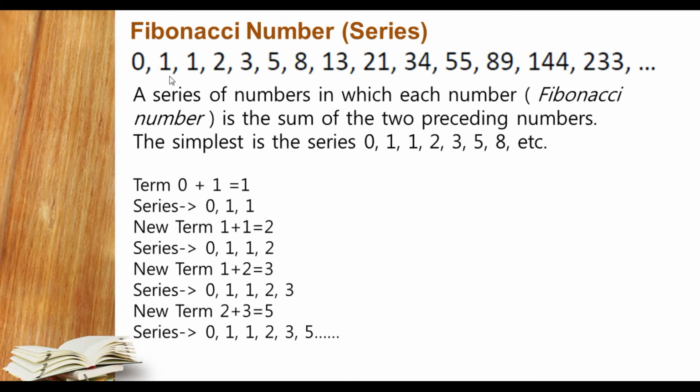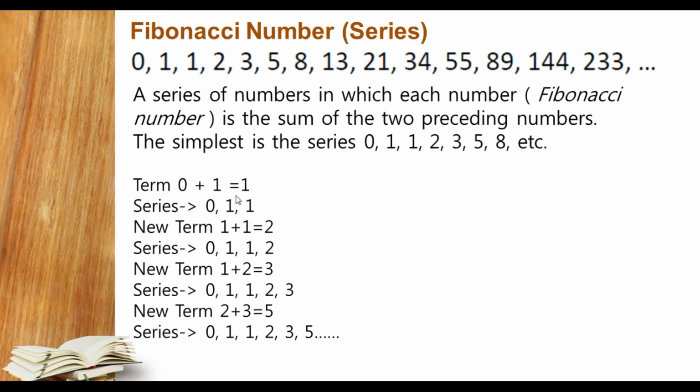According to the definition of the Fibonacci series, it is a series of numbers in which each number is the sum of the two preceding numbers. The simplest form of the series is 0 1 1 2 3 5 8. Here you can see, student, I have explained this particular series step by step. Suppose the first number is 0, then the second number is 1. If these both numbers are added together, they create a new number, that is 1 again. So the series will be formed: 0 1 1.